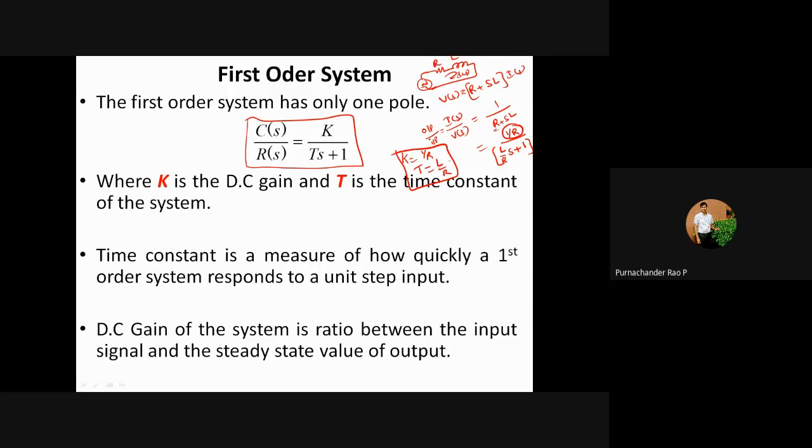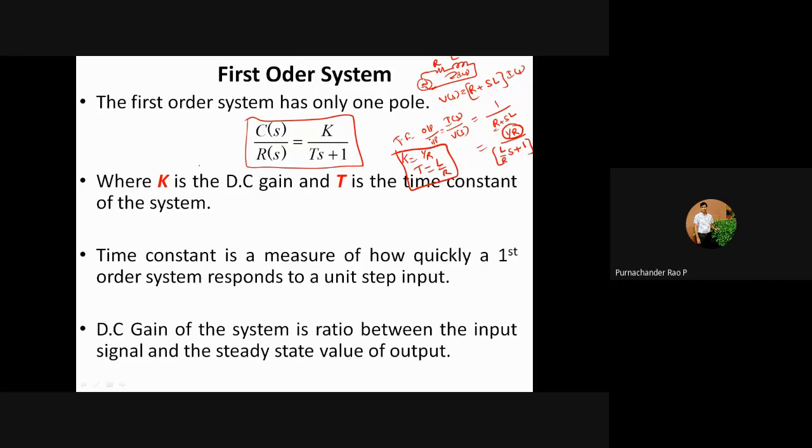This is a way of finding the transfer function for a given system with the help of mathematical equations. All these things will be done in our first unit to find the transfer function of a system. If you take an RC circuit also, you are going to get a first order system. This is the standard form.